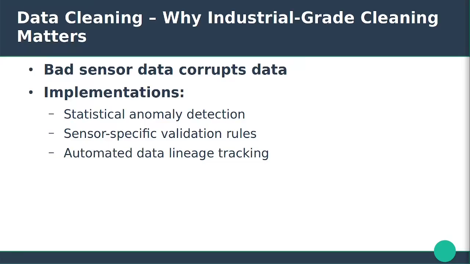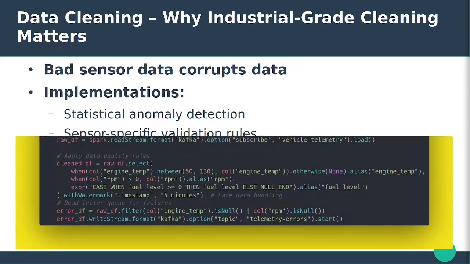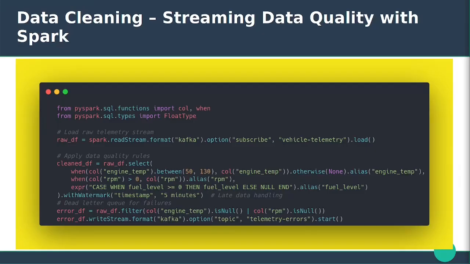The first data cleaning task will be our streaming data quality with Spark. In this, we're going to read from the telemetry stream, apply some data quality rules, and write the results and errors to the corresponding Kafka topic. And in case you want to know, one data quality rule is dead letter queue.